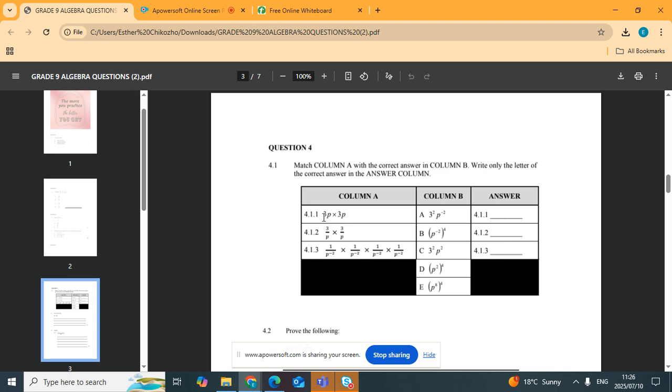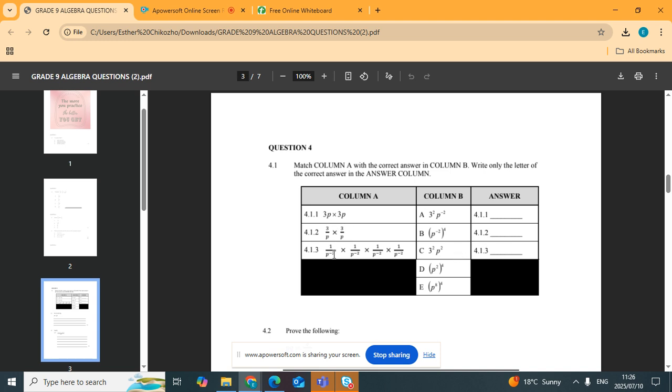Now, 3 over p times 3 over p. This is going to give you 3 times 3 is 3 squared, right? And when we have 1 over p times 1 over p, that gives you 1 over p squared, which is p to the power of minus 2. So it's going to be A. So 4.1.2 is A. Now, let us move on to 4.1.3.